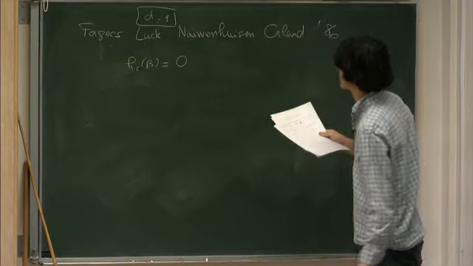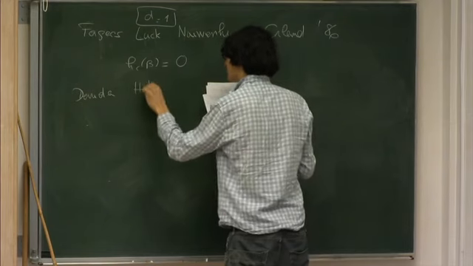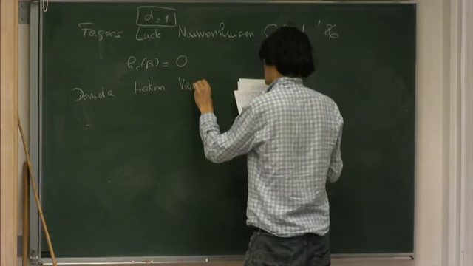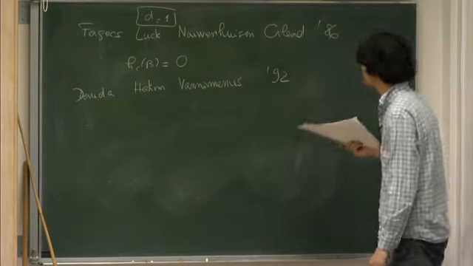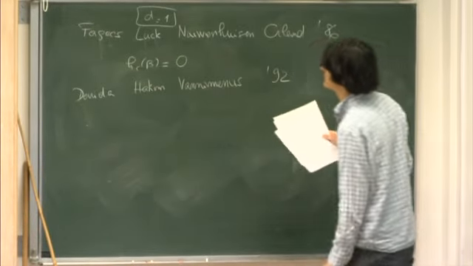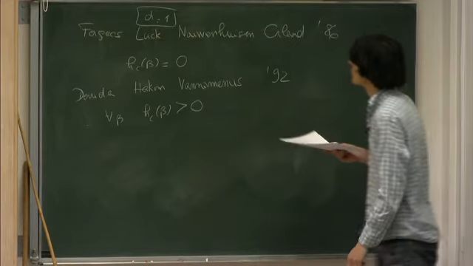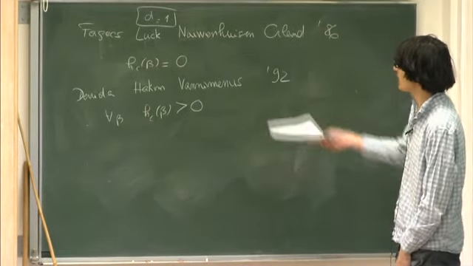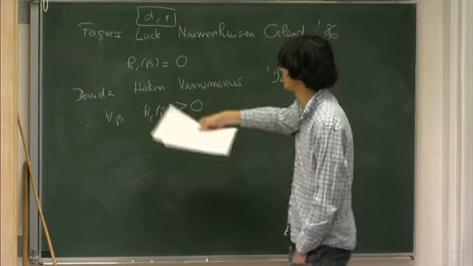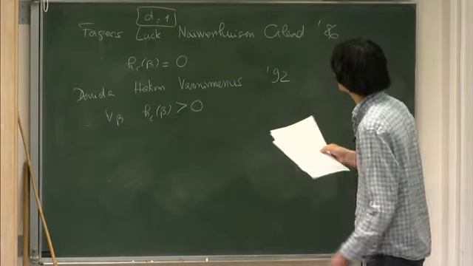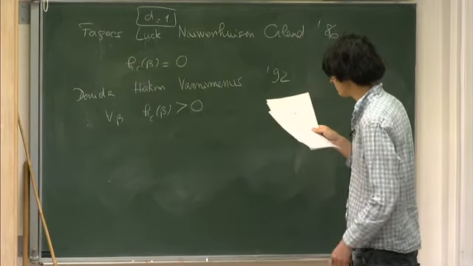Six years later, there was another paper by Derrida, Hakim, and Vannimenus. And they had quite convincing heuristics as well. What they said is that for all beta, hc(beta) should be positive. Afterwards, there was no real consensus in the physics literature about which one was the true one. You could find a paper in favor of both directions.